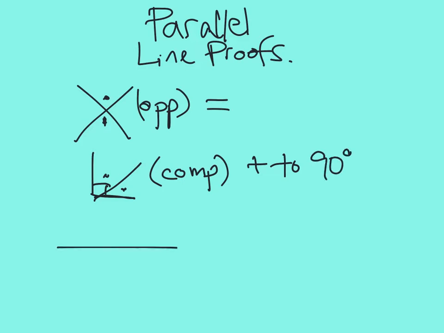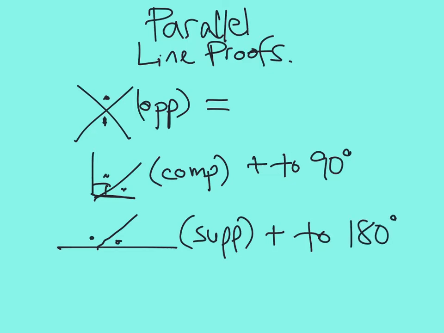Okay. Then you also did this guy. So two of these are supplementary, and they add to 180 degrees. We're going to keep going. Then we got into triangles. So if I have two angles, I can find the third, right?